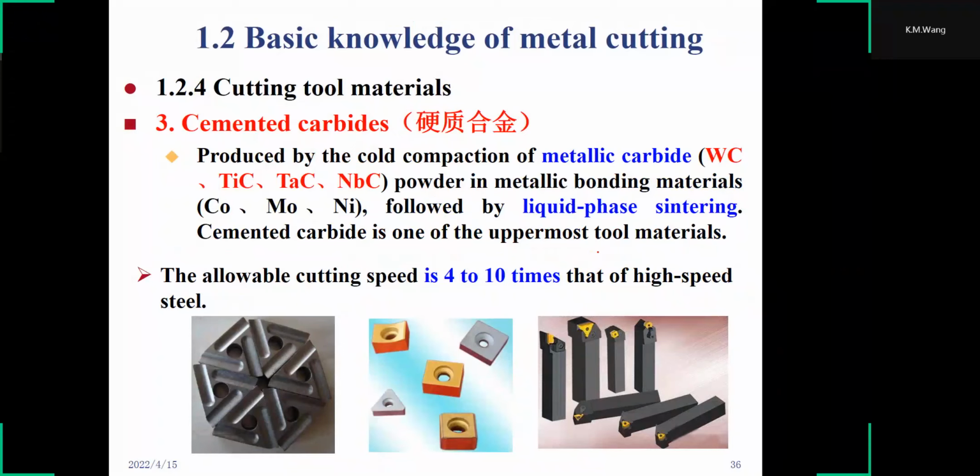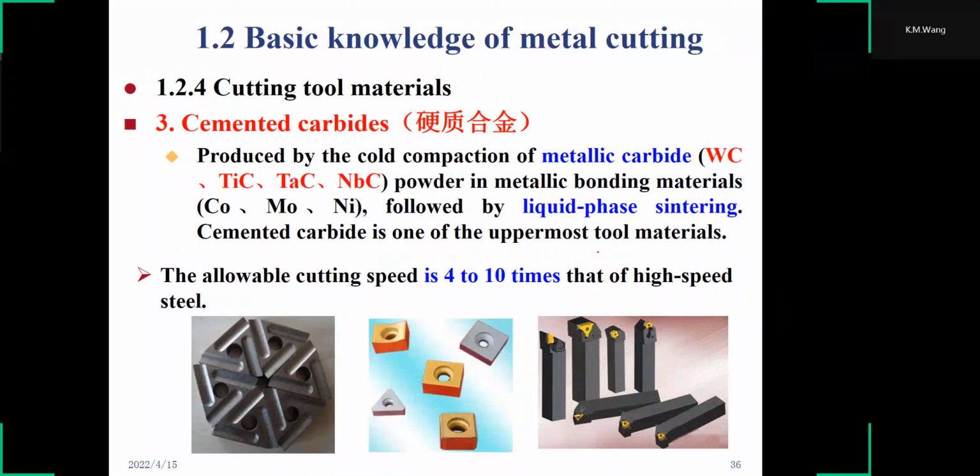Cemented carbides were invented around 1926 in Germany. This is how to produce the cemented carbides.